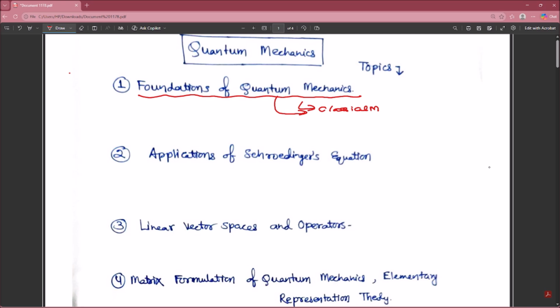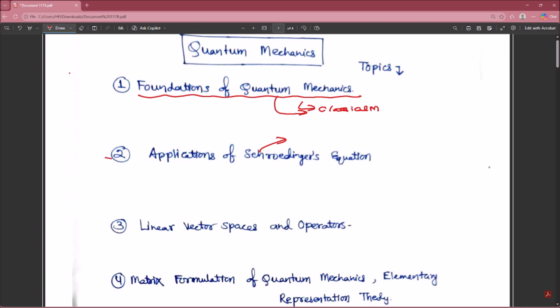Then we will see the different types of experimental phenomena like the photoelectric effect, de Broglie's wavelength, and black body radiation, and then we will solve and derive the Schrodinger equation for the wave.